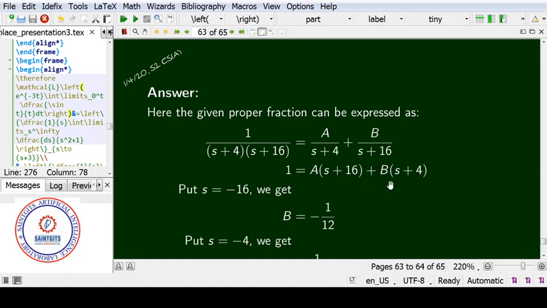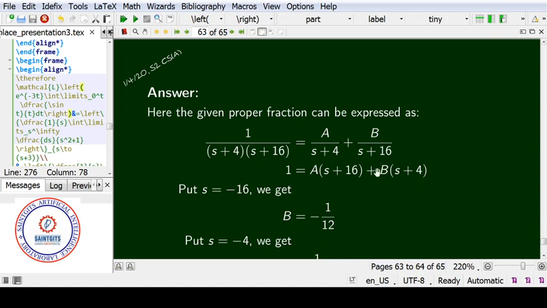Now we are trying to find a and b. The trick is we eliminate one unknown at a time. Here, in order to eliminate a from this expression, we put s equal to minus 16. When we put s equal to minus 16, this term becomes 0. So b times (minus 16 plus 4), that is minus 12 b, is equal to 1. So b is equal to minus 1 by 12.